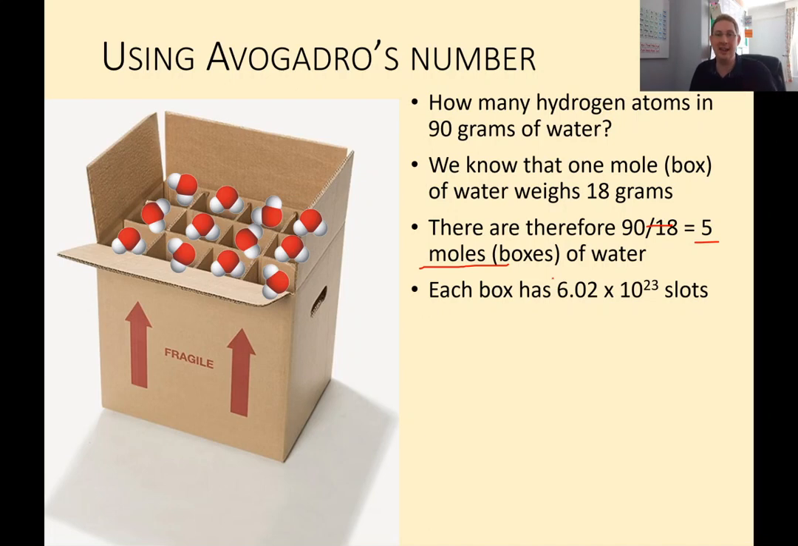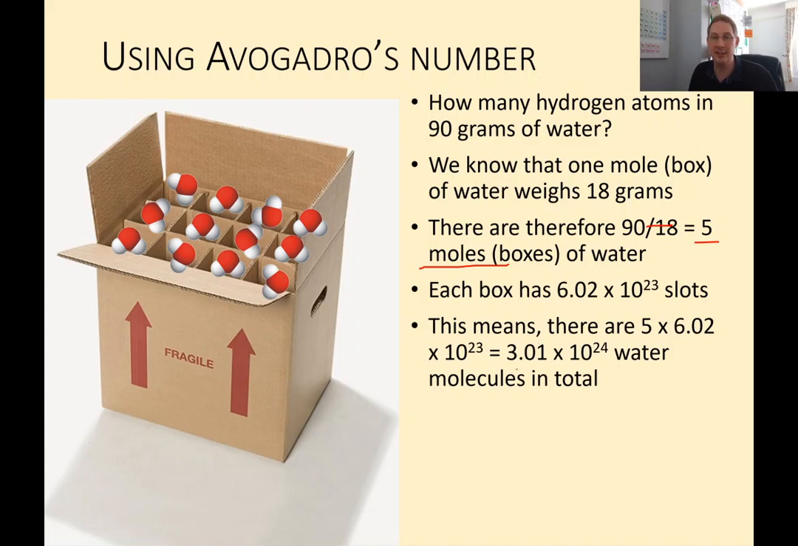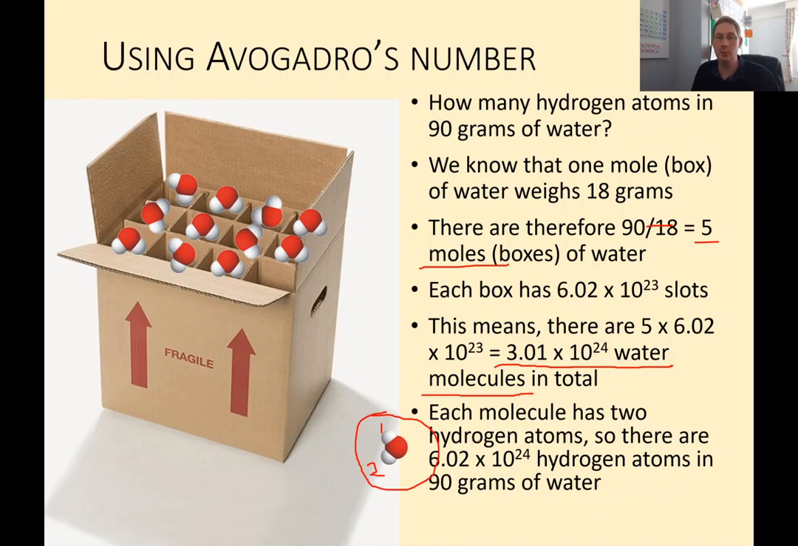But here's the key thing. Each of those moles holds 6.02 times 10 to the 23 particles. So we can quickly get to the number of water molecules: 3.01 times 10 to the 24. We want to know how many hydrogen atoms there are. There are 2 hydrogen atoms in each molecule, so we just multiply that number by 2 to get 6.02 times 10 to the 24 hydrogen atoms.